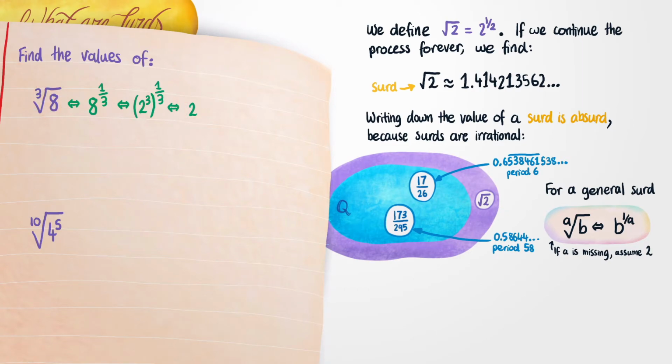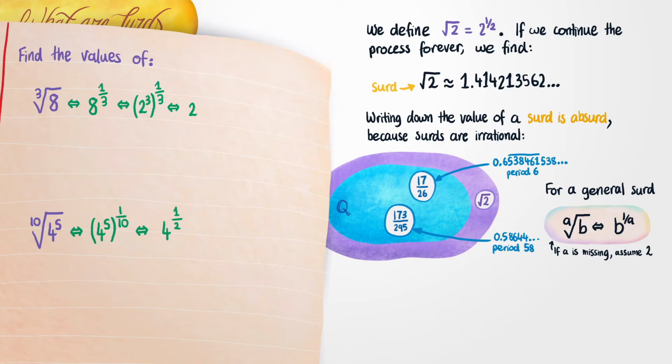So now for the next problem, I'm going to do the exact same thing. Instead of writing this as the 10th root of 4 to the power of 5, I'm instead going to write this as 4 to the power of 5 all to the power of 1 on 10. Now after this, I can go ahead and multiply this 5 by this 1 on 10, just as I did before. And now 5 on 10 is the same thing as 1/2, so we might as well replace that as well.